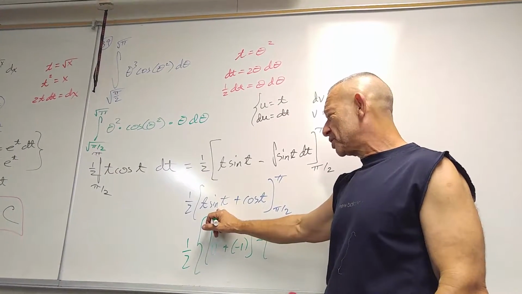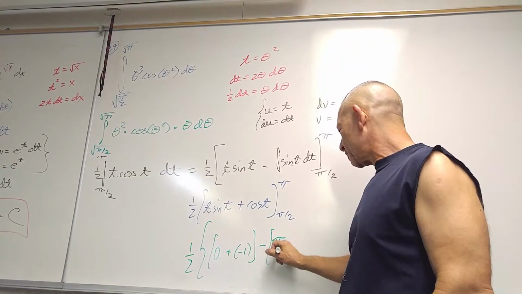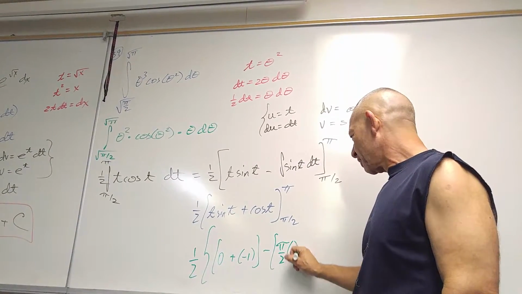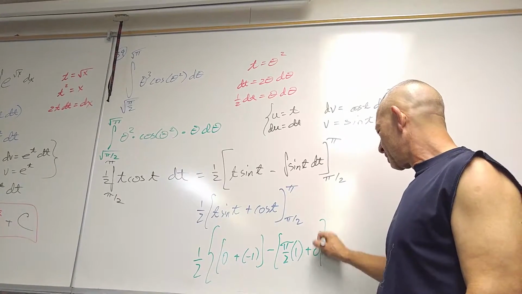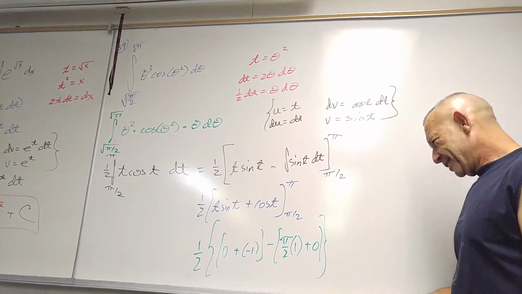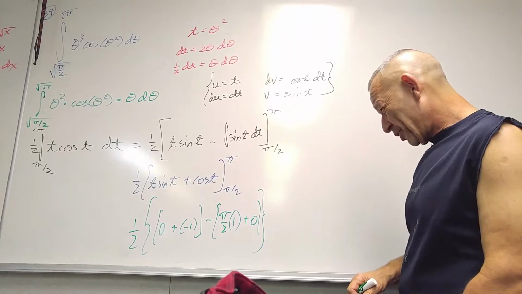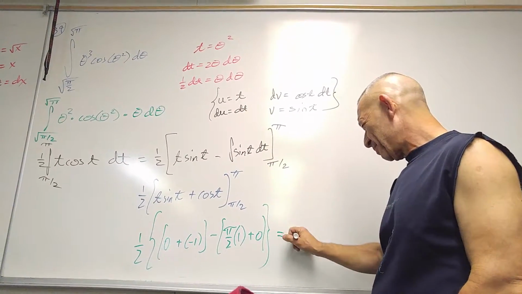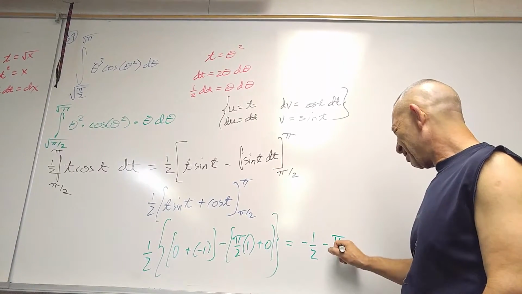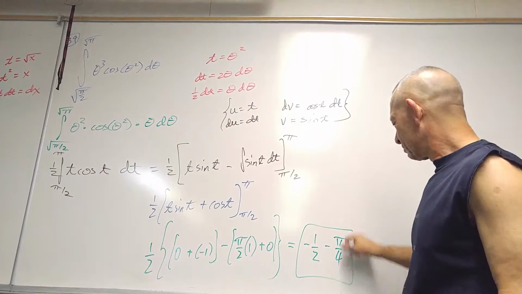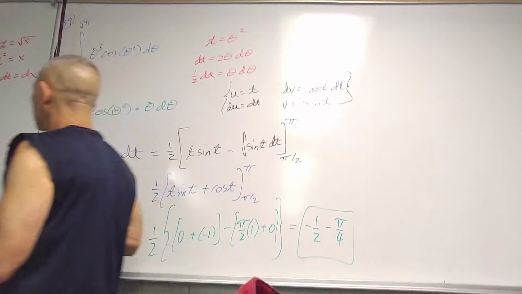Sine of pi over 2? 1. So pi over 2 times 1, plus cosine of pi over 2? And let's see, once we get past all those minus signs, what do we have? Minus 1/2, minus pi over 4, I guess. Another nice round even number.